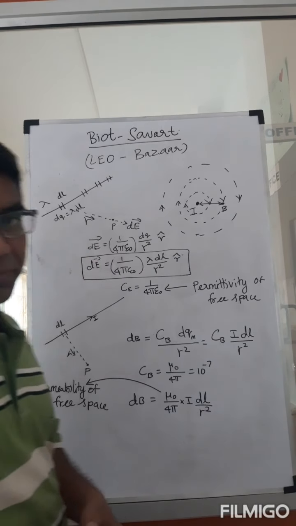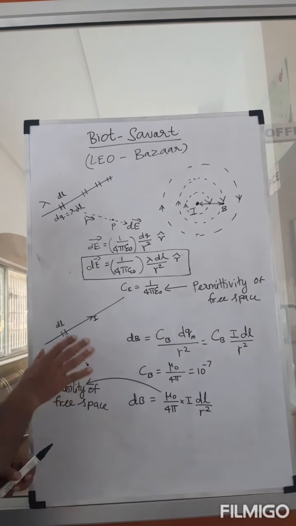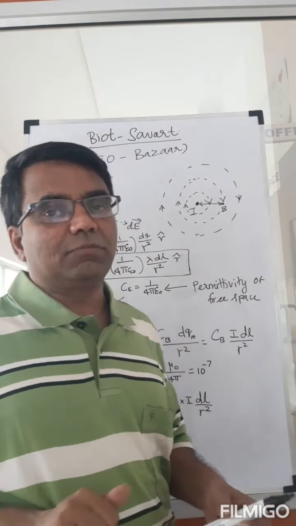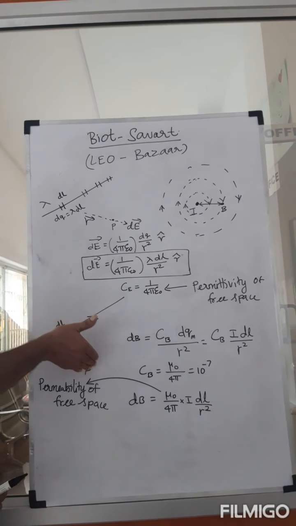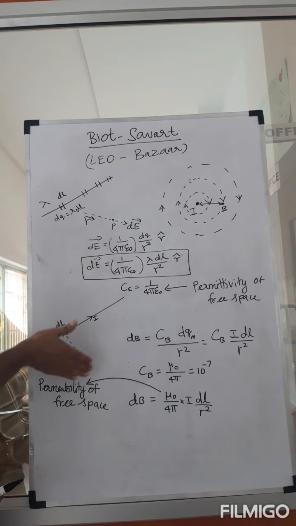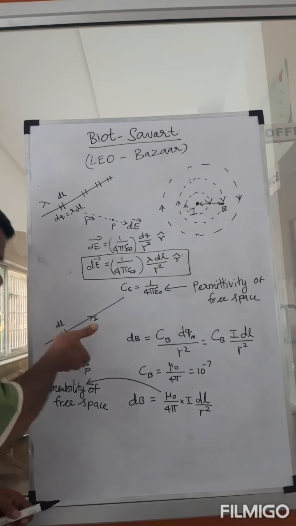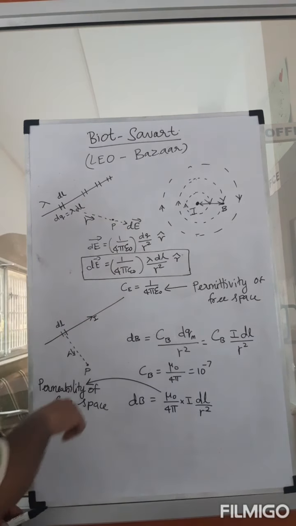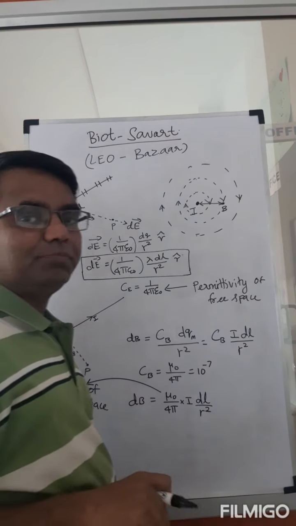But what about the direction? Well, I told you that we should be using the right hand thumb rule. Okay. So if the current is going like that, then if I curl my fingers around this, then notice that at point P, B is going into the page. It's not coming out like dE. The dB would be going into the page.